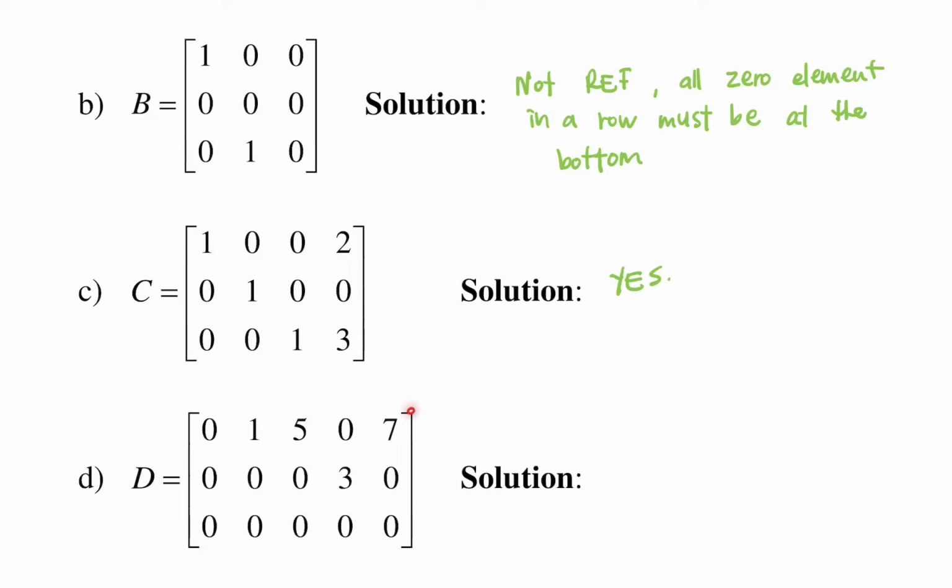And the last one, we have this row, and the first value here is 1. So it's okay. And then we have all zero rows at the bottom. So this one is correct. But then, as you can see, in your second row, the first value is 3. It's supposed to be 1. Since this is 3, this is not REF, because the first value of the second row is not equal to 1.